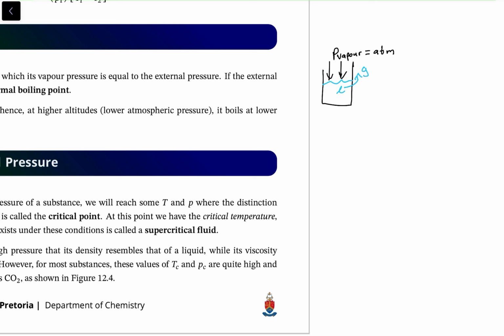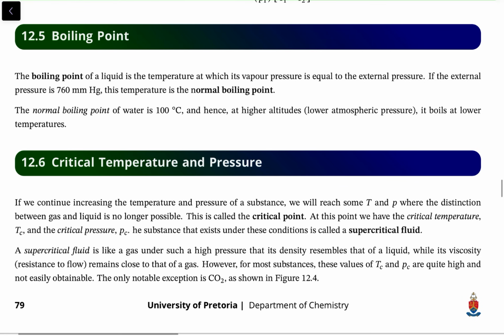And the only way for it to overcome that pressure is for the pressure of the vapor itself to at least equal that atmospheric pressure. Okay? Right. So the vapor pressure is pushing back the atmosphere. In other words, it needs to be at least atmospheric pressure for it to escape from the liquid phase. All right. And that's why the boiling point of a liquid is the temperature at which the vapor pressure is equal to the external pressure.